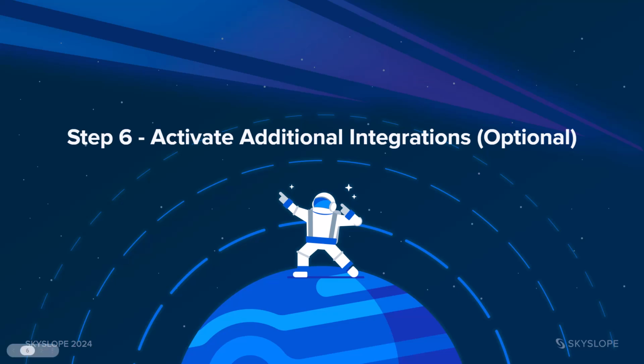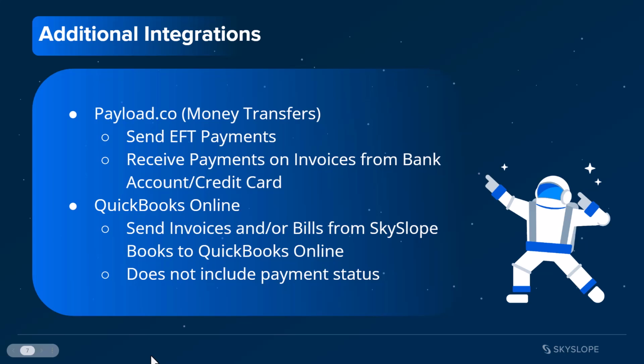Step 6, activate additional integrations. Now this is optional. The additional integrations are Payload.co and QuickBooks Online. If you're going to be utilizing Payload.co via the money transfers integrations within SkySlope Books to send EFT payments to your agents or receive payments on invoices via bank account or credit card, then you'll need to set up the Payload.co integration. And then the QuickBooks Online integration is available.